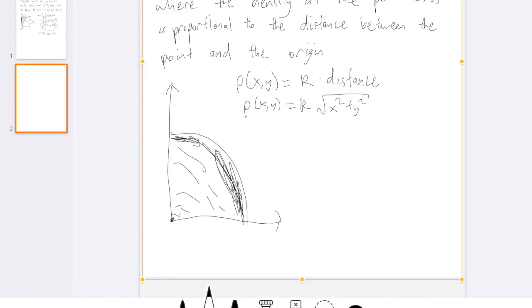So let's integrate this by columns. So every column is going to start at y equals 0, of course, and then let's figure out what this top y is in terms of x. So let's solve for that. x squared plus y squared equals 9. So y squared equals 9 minus x squared, and y equals square root of 9 minus x squared. So it's going to go up to square root of 9 minus x squared.